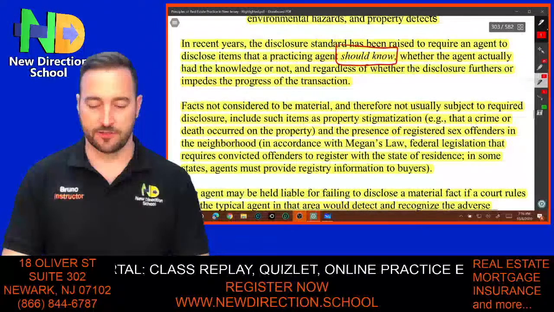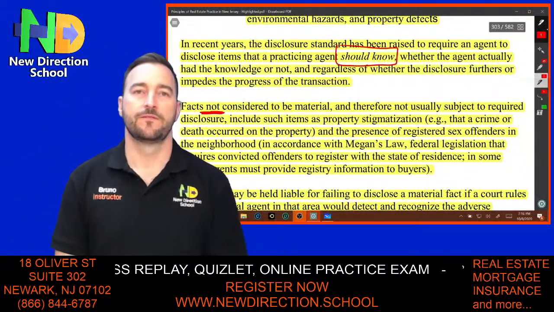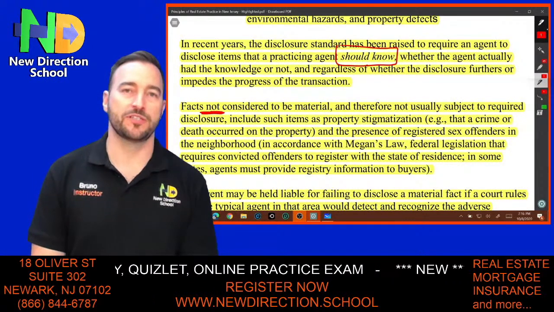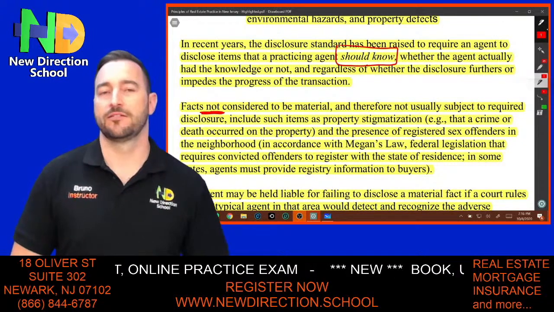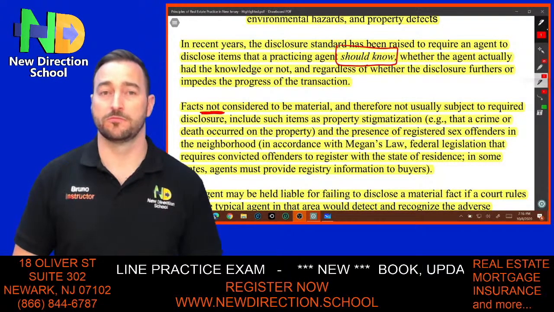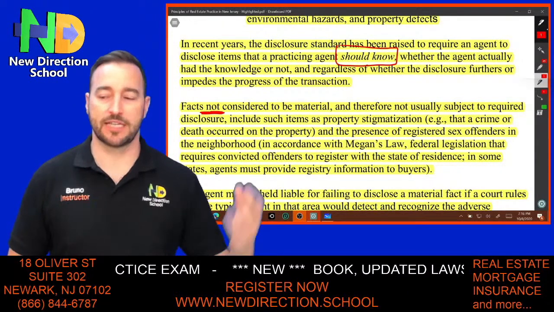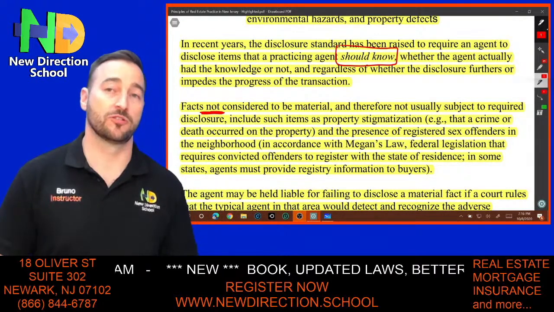Facts not considered to be material, and therefore they're not usually subject to the required disclosure. There's things that don't impact the value of the property. So should I disclose? Should I not disclose? In this case, because it's not a material fact, you might not have to disclose at all.